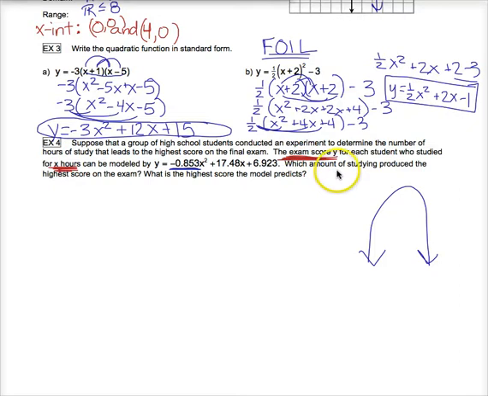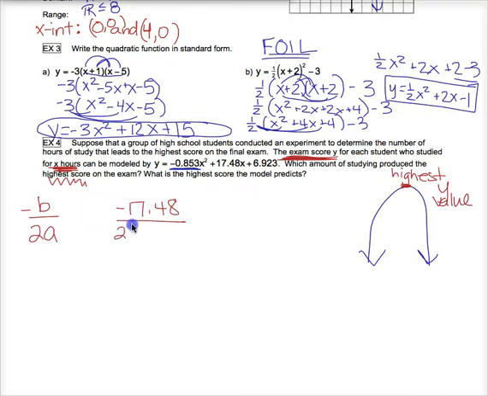What amount of studying produced the highest score? Highest score means highest y. The highest y value is going to be at the vertex. So, all this is really asking me for is to find the vertex. So, we don't need a lot of information. You don't need an exact graph. All you need is opposite of b over 2a. So, opposite of b would be negative 17.48 over 2 times negative 0.853.